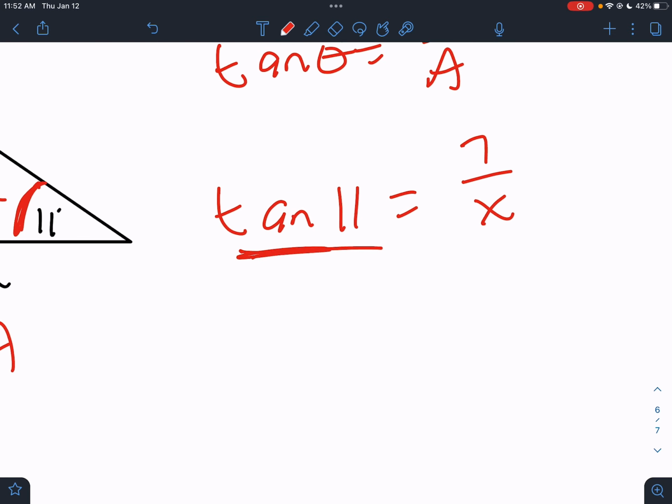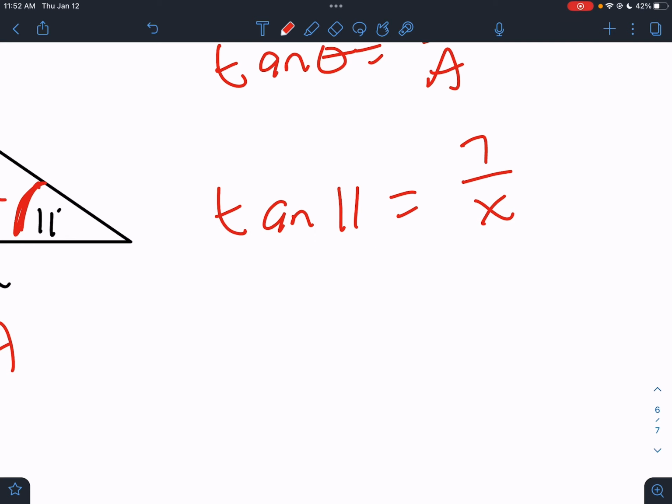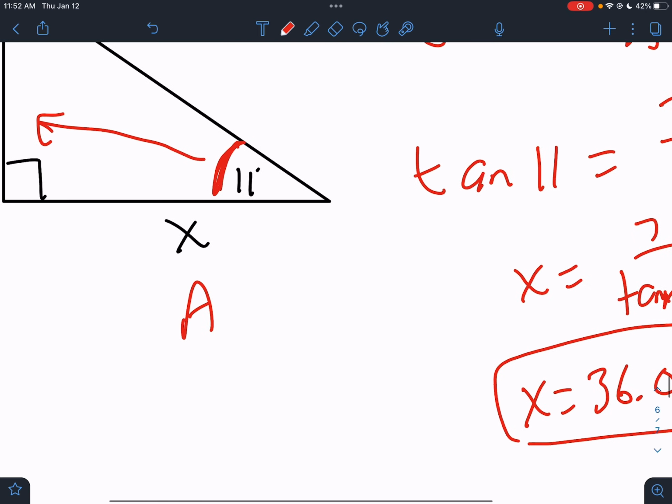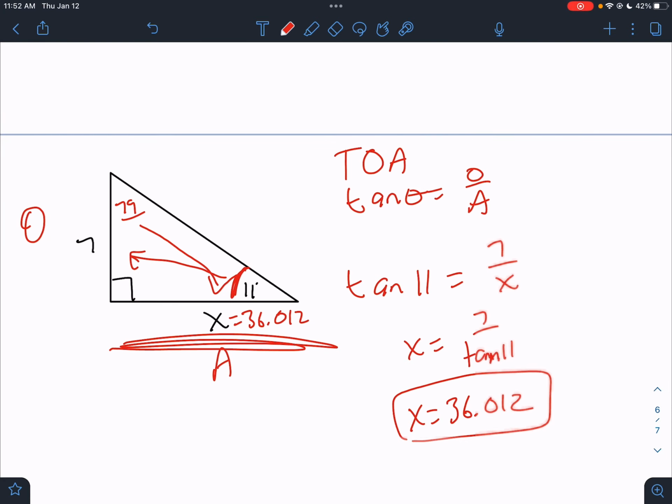This is a number. I don't know what number it is. I don't care. But it is the ratio between opposite and adjacent. If x is down low, they switch places, you know. So it's going to look like this. That is the answer, but most of the time you're going to type it in and get the decimal. You get 36.012. That is how long this side is. And think about it, if that's 11, isn't this 79? Isn't 79 a lot bigger than 11? Isn't this going to be a much longer side? Yeah, has to make sense.